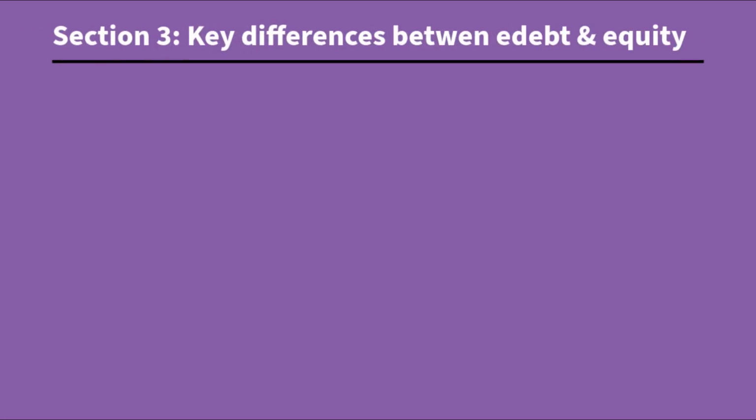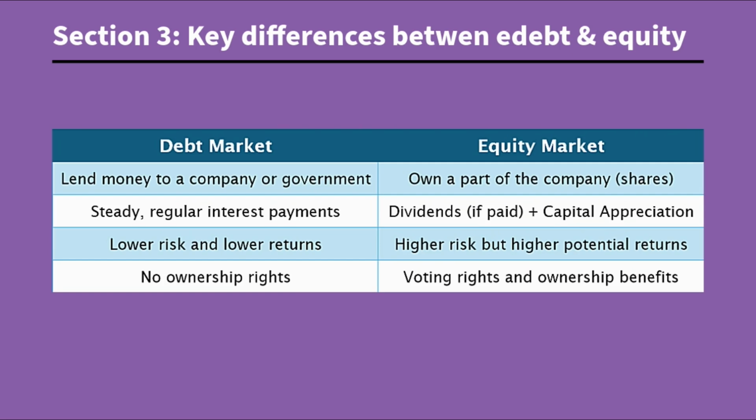Now that you know what bonds and stocks are, let's compare the debt market and the equity market side by side. In the debt market, you're acting like a lender, giving money to a company or government. In return, they promise to pay you back with interest. In the equity market, you're buying ownership. You own a small part of the company and share in its success or its failure.